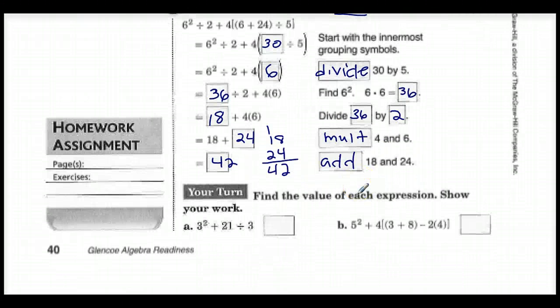All right, now it's your turn. First thing, they're giving us just something with exponents. Second thing, they're giving us something with exponents and grouping symbols. Remember, move from the inside out. Pause and see if you can do it on your own.